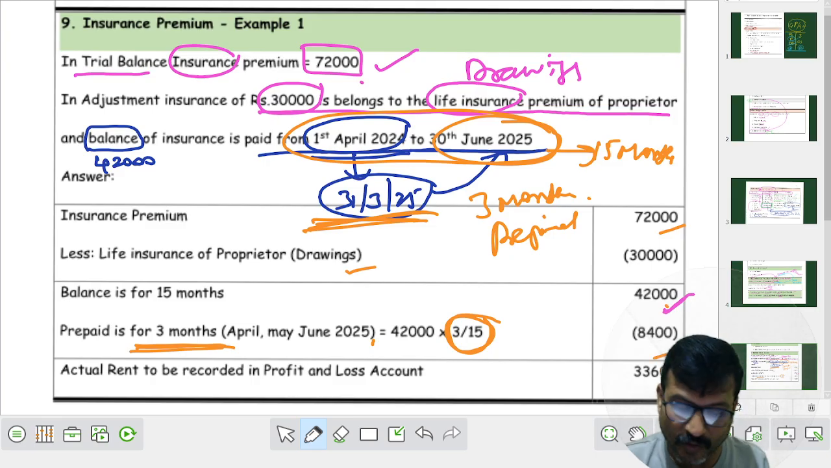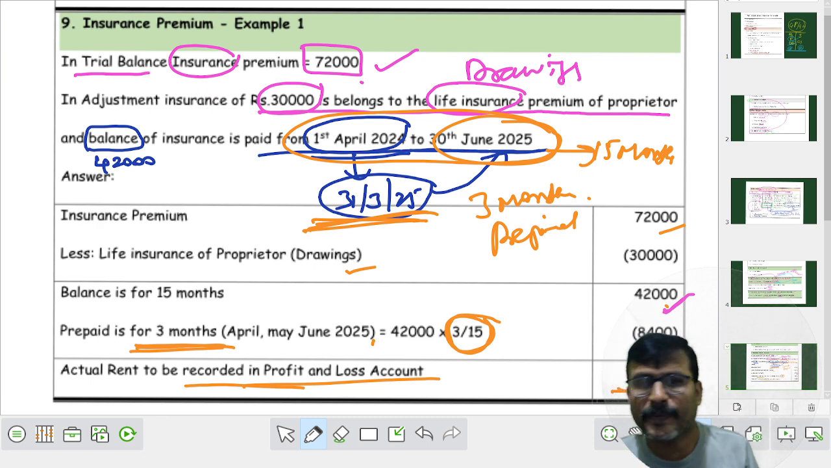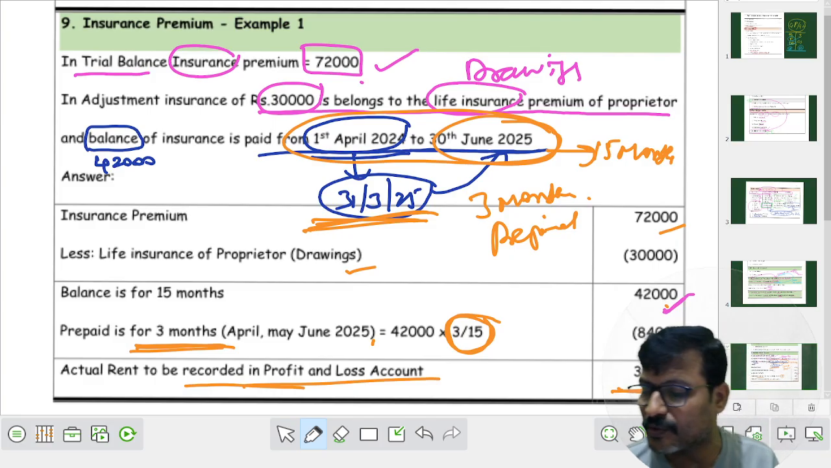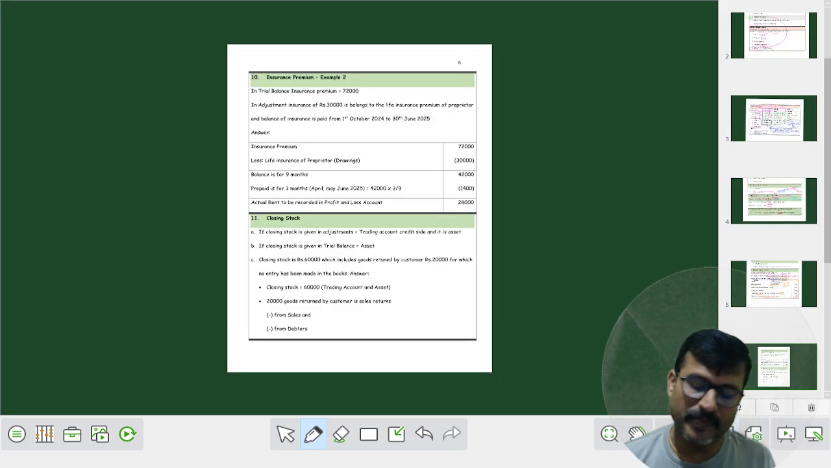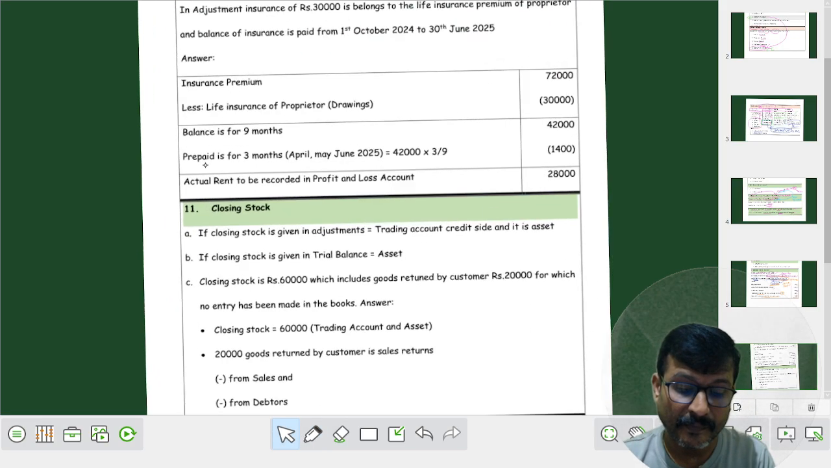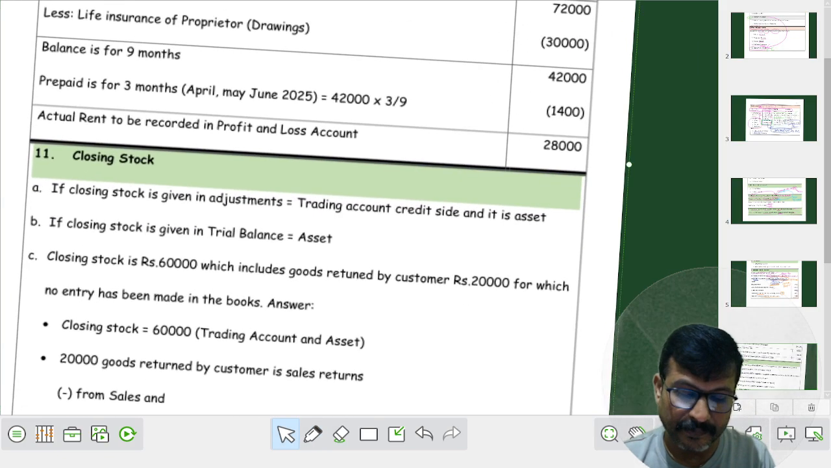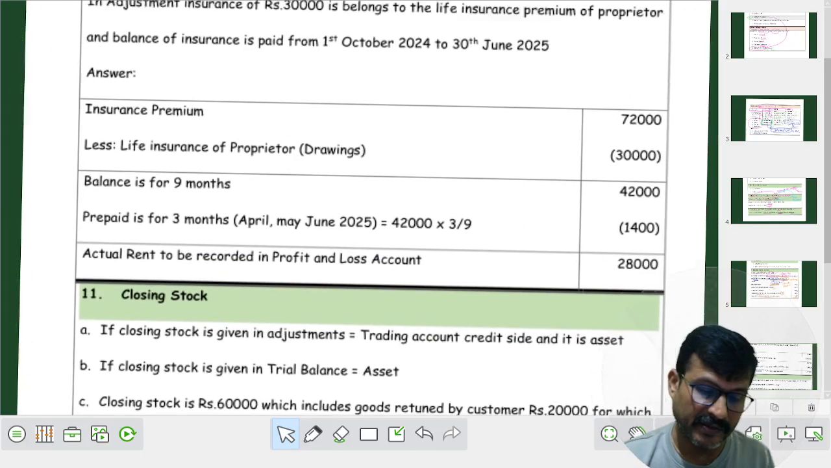It comes to 8,400. So the actual insurance recorded in the P&L account is 33,600. How much to record in P&L? 33,600 we have to record. I go for another example of this prepaid insurance premium. See here another example in detail, my dear student.